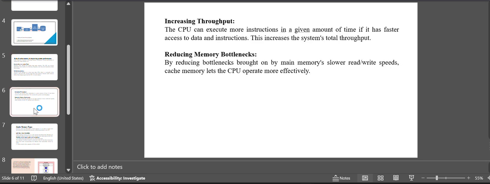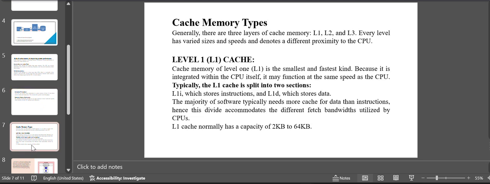Next one is increasing throughput. The CPU can execute more instructions in a given amount of time if it has faster access to data and instructions. This increases the system's total throughput, reducing the main memory bottleneck caused by slower read and write speeds. Cache memory lets the CPU operate more effectively.